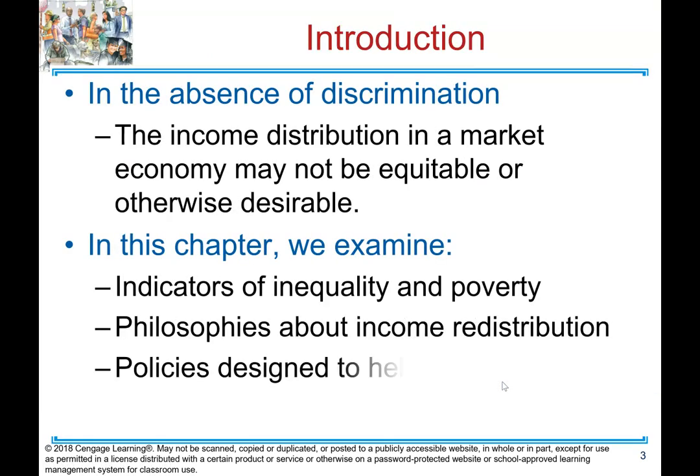By way of introduction, in the absence of discrimination, the income distribution in a market economy may not be equitable or otherwise desirable. In this chapter, we examine the indicators of inequality and poverty, philosophies about income redistribution, and policies designed to help the poor.